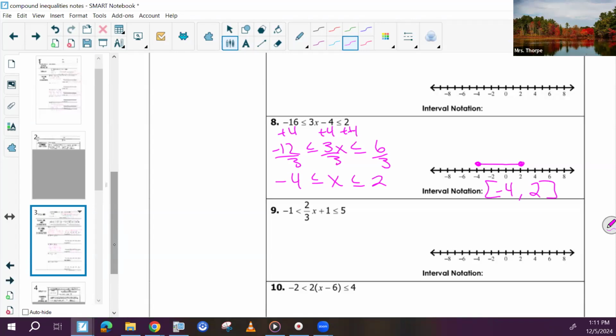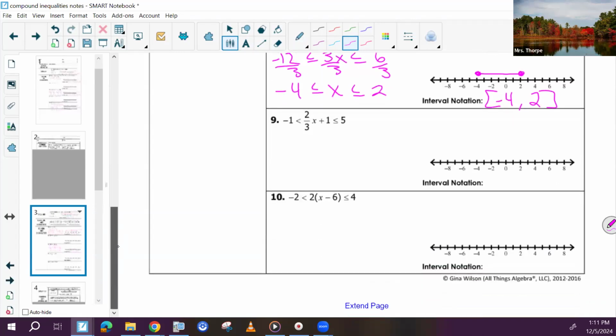Questions on that? Are there any others on this page we want to see you go over, have questions about? 2, 10. What would we do first in 10? Distribute the 2. This is the case where you could also divide everything by 2 first, because everything is divisible by 2. So you have options.